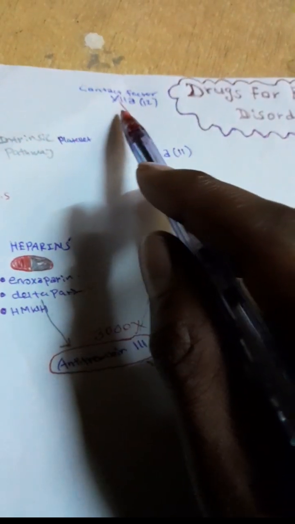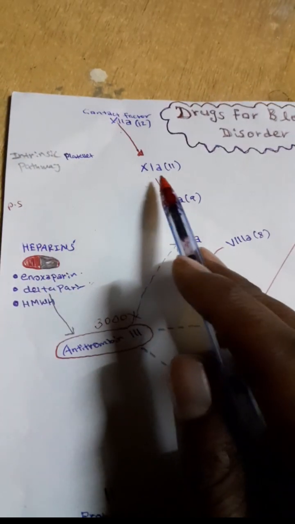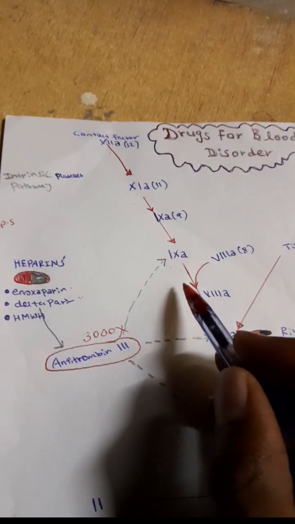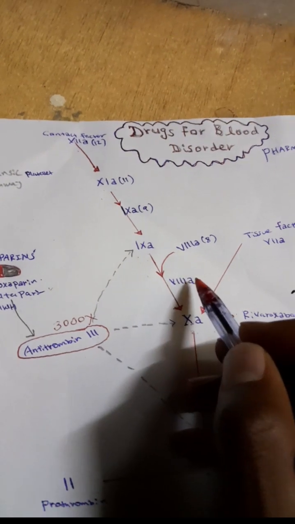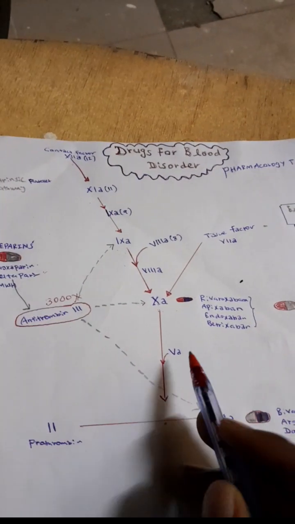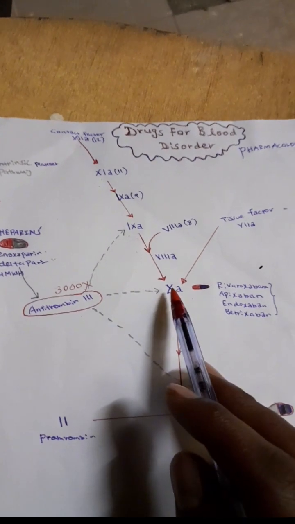This activated form of factor 12 is responsible for the activation of factor 11. This activated form of factor 11 is also responsible for the activation of factor 9. So activated factor 9 and activated factor 8, with the help of the extrinsic pathway, form the common pathway and activate factor 10.